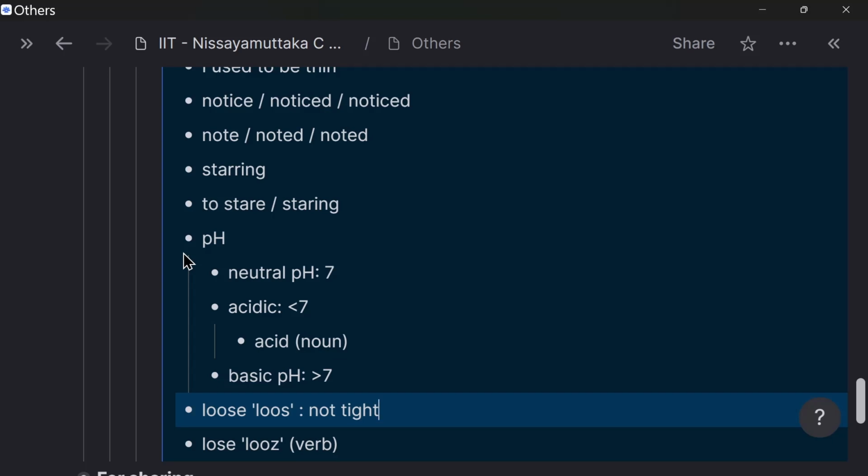For example, my belt. If you tie it very tightly, it will be very tight, pressing your belly. When you eat too much, you feel tight. You feel full.